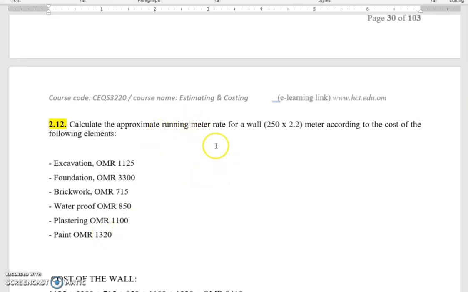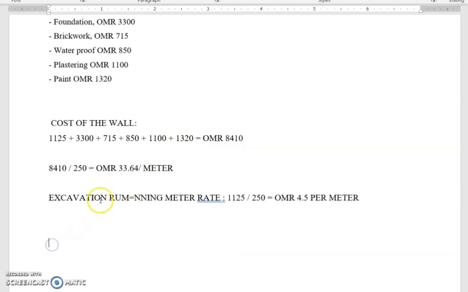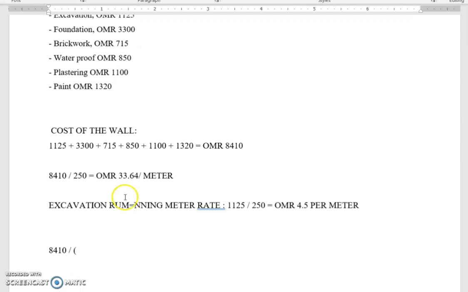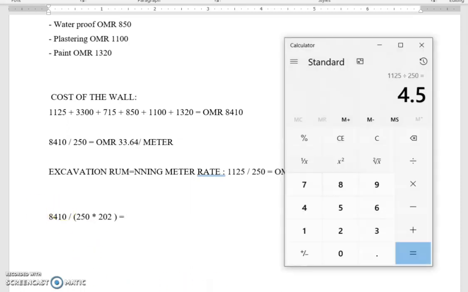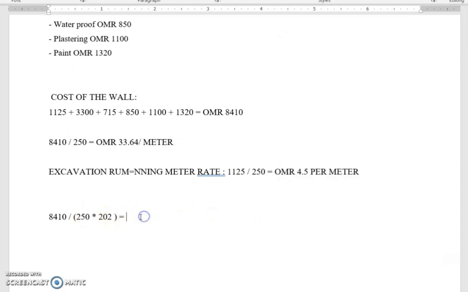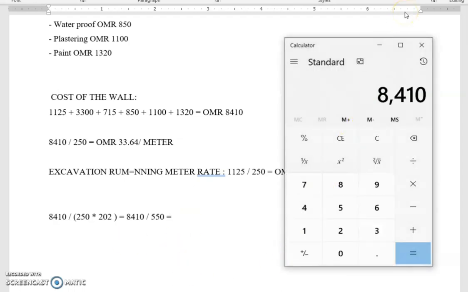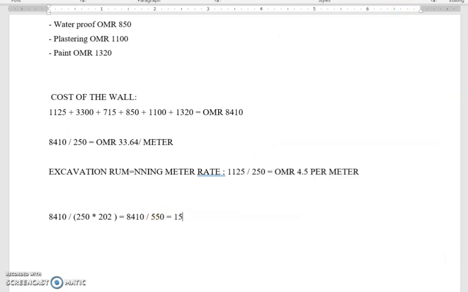Again, if you want to calculate the rate per square meter, not running meter, what will we do? The same thing: the total cost of the wall will be divided by the area of the wall. This is the area of the wall. Okay, it will be 15.29 per SQM. So this is per square meter.